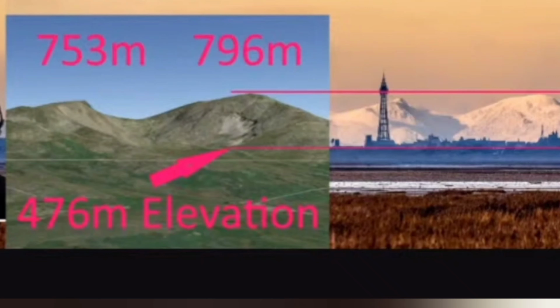the elevation of that bottom line is 476 meters. And then the mountain behind Blackpool is 753 meters. So that is a difference of 277 meters. So in between them, the pink lines represent 277 meters. So let's check the angular size for the 277 meters.